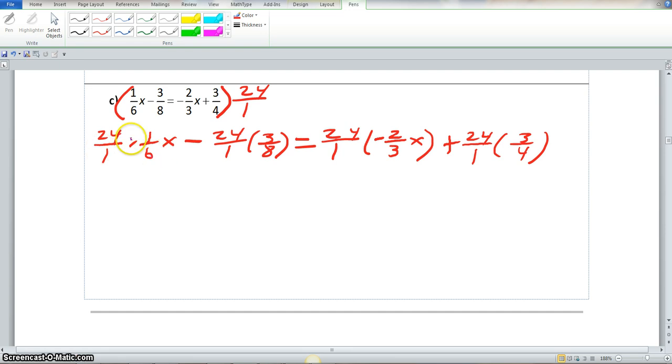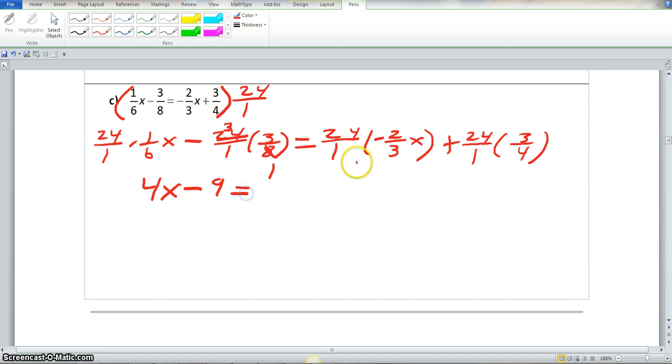Now, when we multiply this, 24 over 1 times 1/6, we know that would give us 4x, because this would be 24 over 6, which is 4, and we'll bring down our x. Now, a negative times a positive, we know will give us this minus sign. Now, we can do some simplifying here. 8 goes into 8 once, 8 goes into 24 3 times. 3 times 3 is 9, and we know that would be 9 over 1, which is just 9.